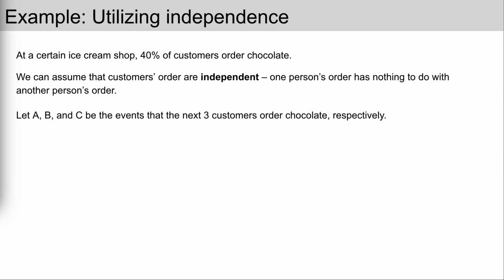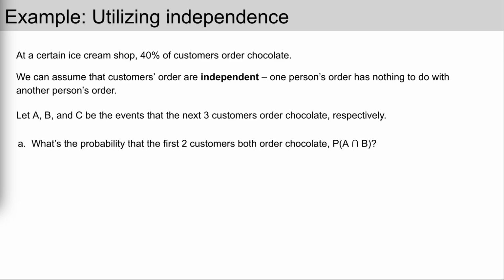Consider an example. At a certain ice cream shop, 40% of customers order chocolate. Contextually, it's reasonable to assume here that the customers' orders are independent. That is, one person's order has nothing to do with another person's order. Further, let A, B, and C be the events that the next three customers order chocolate, respectively. Let's utilize our assumption of independence to calculate some probabilities.